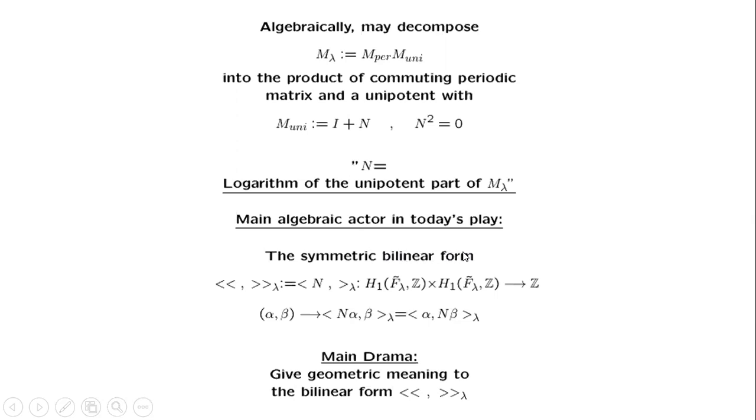And so what I wanted to understand is to give a geometric meaning to this bilinear form. So we know the meaning of coproduct, and coproduct is an anti-symmetric bilinear form in a surface case. In this case, this will be a symmetric bilinear form. And so we want to understand what's the geometric meaning of this bilinear form.